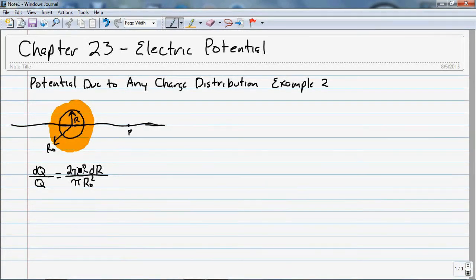The pi's are going to cancel out, and I can bring Q up to the other side, so my differential charge is equal to 2Q r dr over r naught squared.